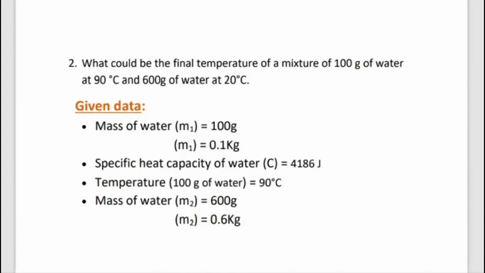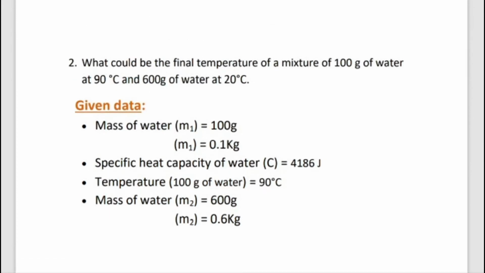Now we move to the second problem. What could be the final temperature of a mixture of 100 gram of water at 90 degrees Celsius and 600 gram of water at 20 degrees Celsius? So we combine the 100 gram of water and 600 gram of water, and we need the final temperature. So first write the given data.